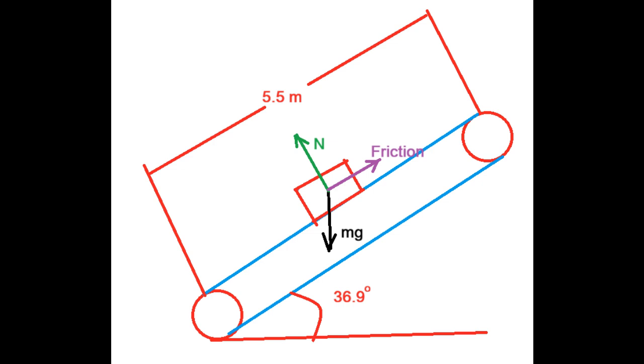B. Work done by gravity is negative as the box moves up. Value equals 5.5 m multiplied by sin 36.9 multiplied by box mass multiplied by g, equals minus 324 J. C. There is no displacement in the direction of n, so the work is 0.